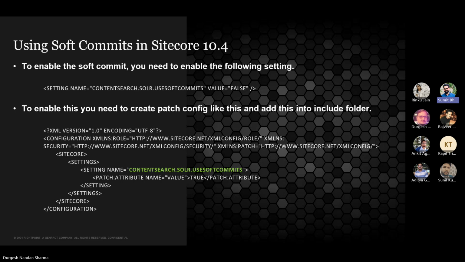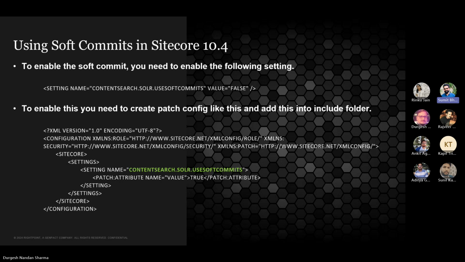However, if the server crashes, Solr won't know exactly where the data was stored with the soft commit. So in 10.4, you can use soft commit to make changes visible faster. To do this, you need to configure Solr with the soft commit equal to true flag, and this reduces the load and speeds up the search updates.